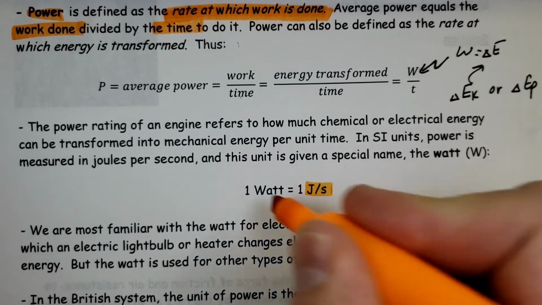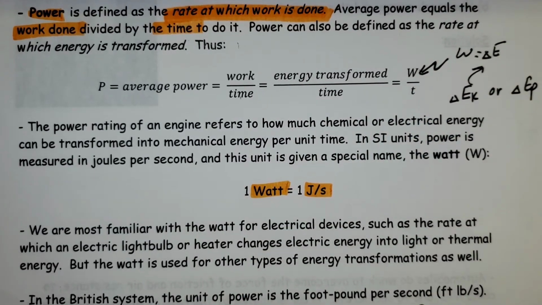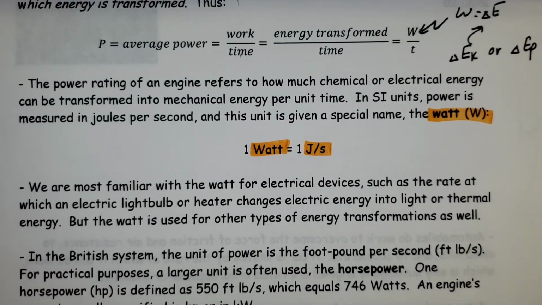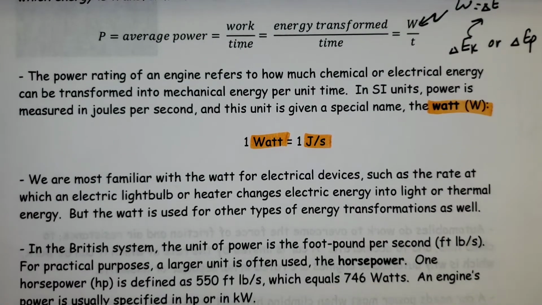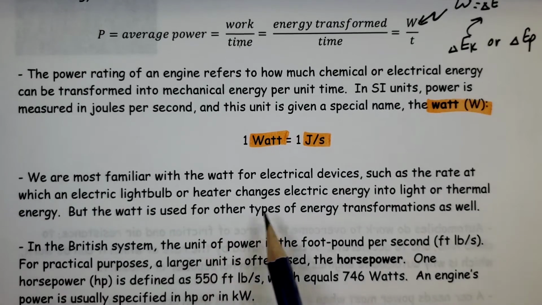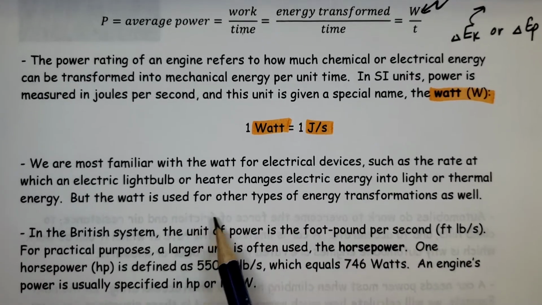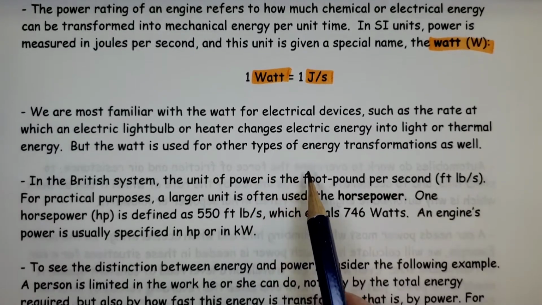The SI unit for power is, of course, work is joules, time is seconds. So joules per second, which has the combined unit of watt. Okay, so W-A-T-T. We are most familiar with the watt for electrical devices, such as the rate at which an electric light bulb or a heater changes electrical energy into light or thermal energy, but the watt is used for everyday types of transformations as well.